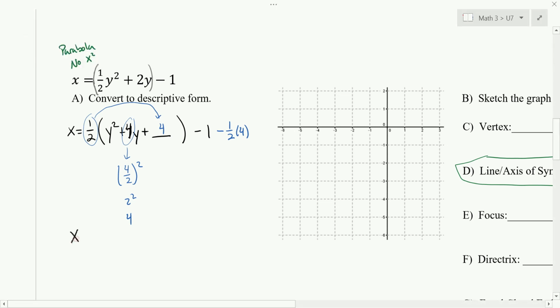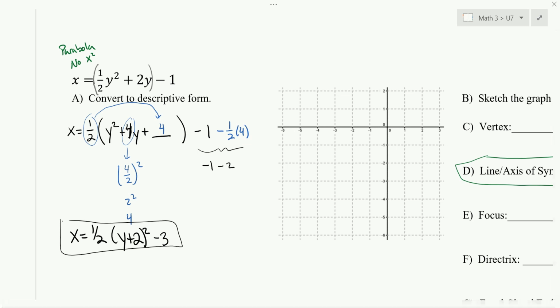So we get x equals 1/2. Factor the trinomial in the parentheses, and you get y plus 2 squared. And then what's this piece right here is negative 1 minus 2, right? Because 1/2 of 4 is 2. So that gives us negative 3. So that's part A. We converted it to a form that we can now describe this parabola.